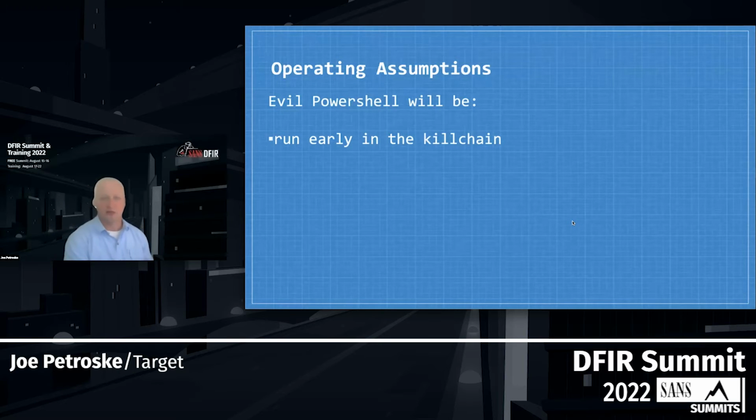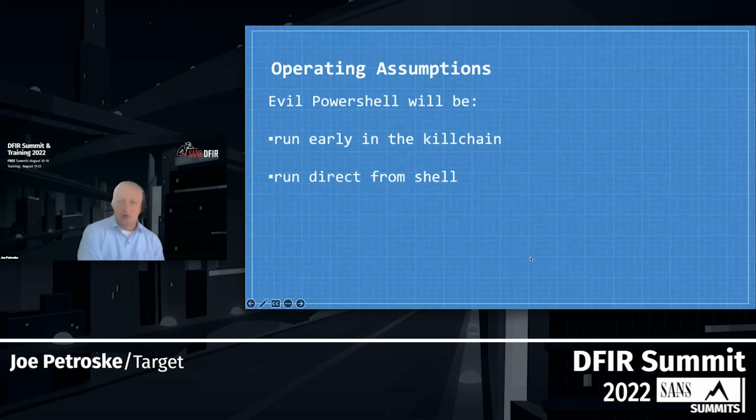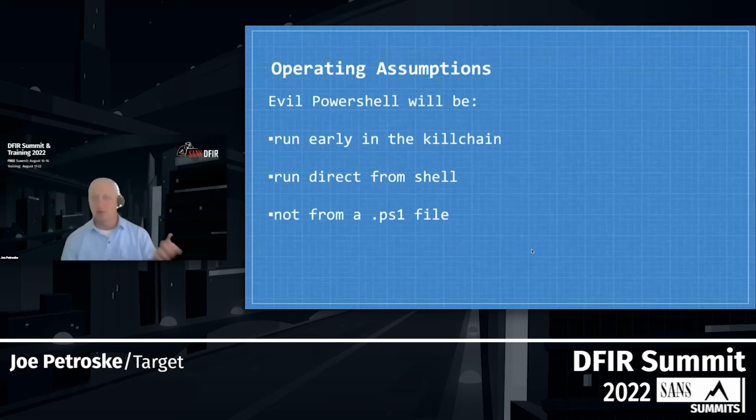It happens fairly early on. It will probably be run direct from a shell. So in other words, not from a .ps1 script on file. This will be done in memory from a shell. And we're probably talking about a user who hasn't gotten a privilege elevation yet. So it'll be running under a non-privileged context for a user.